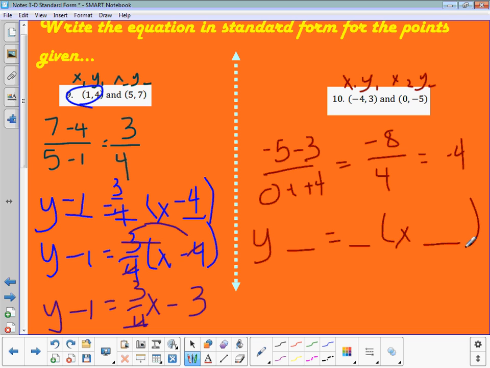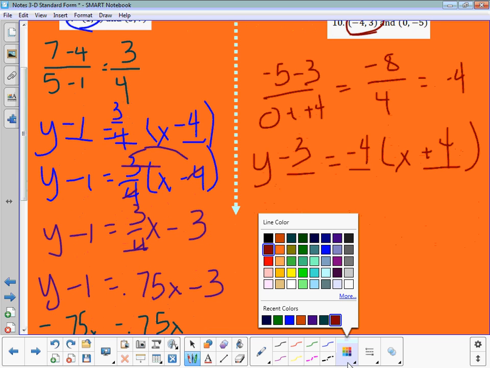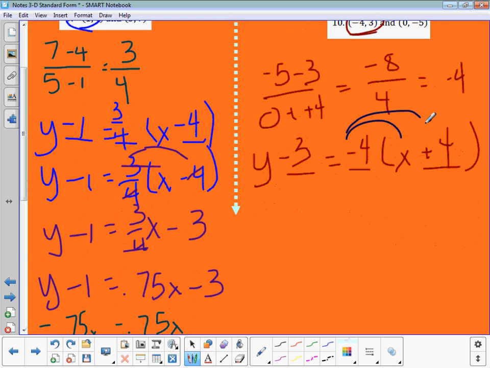Okay, so I put my slope of negative 4 here, and I'm going to use this point right here. So the opposite of my x is going to become plus 4. The opposite of my y is minus 3. So now I'm going to start solving this so I can get it into standard form. I'm going to start by distributing in that negative 4. So y minus 3 is equal to negative 4x. 4 times a negative 4 is negative 16.